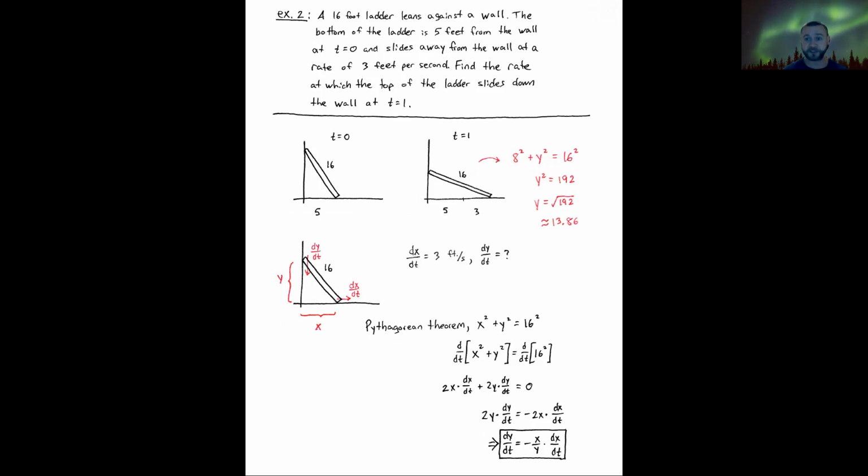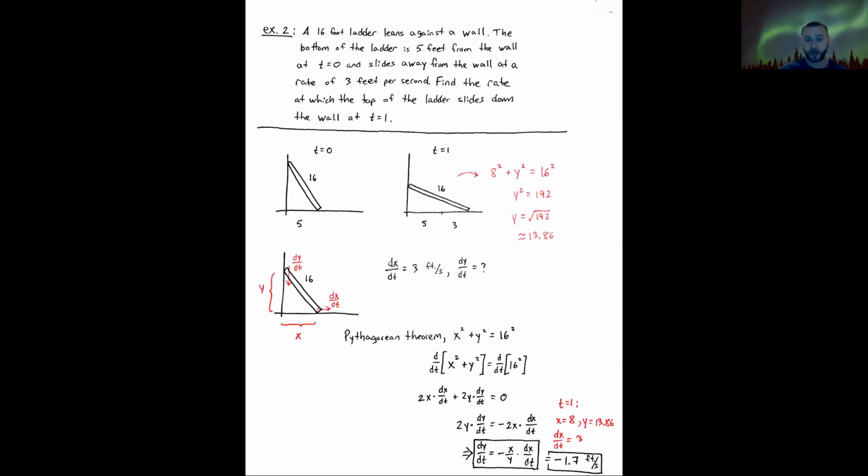So we now have our x value, which is 8. We have our y value at time equals 1. And dx over dt was given as 3. So if you plug all that information in, you should find that you get approximately negative 1.7 feet per second for your answer for dy over dt, the rate at which the top of the ladder slides down the wall.